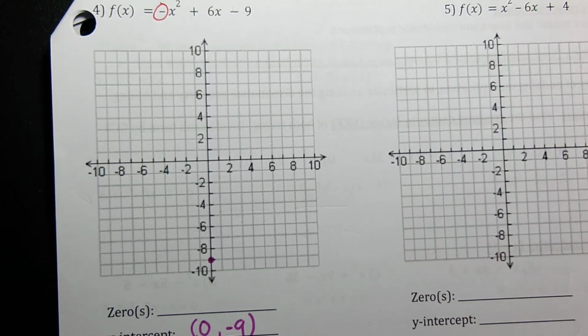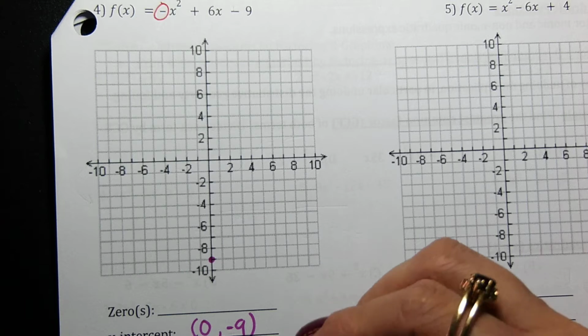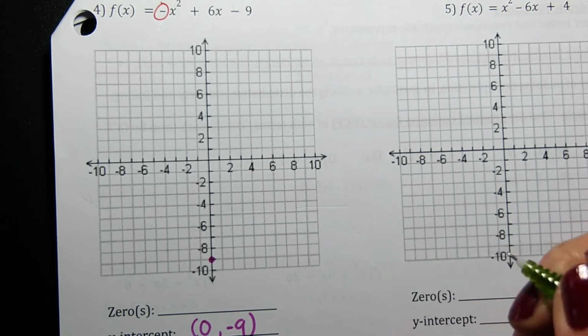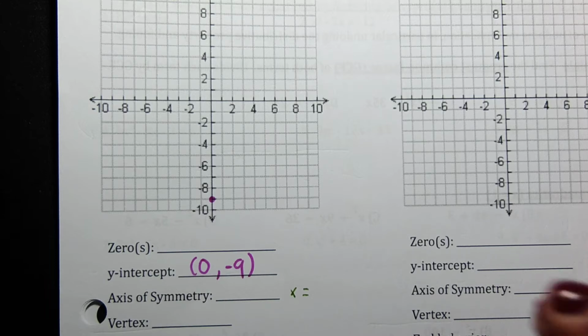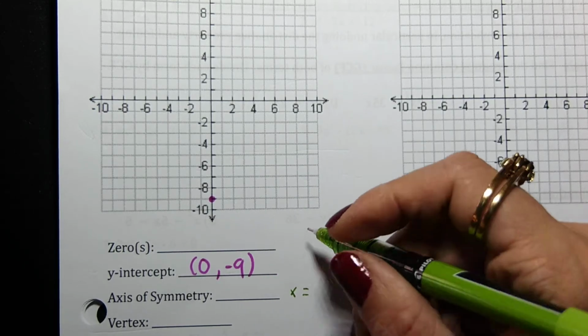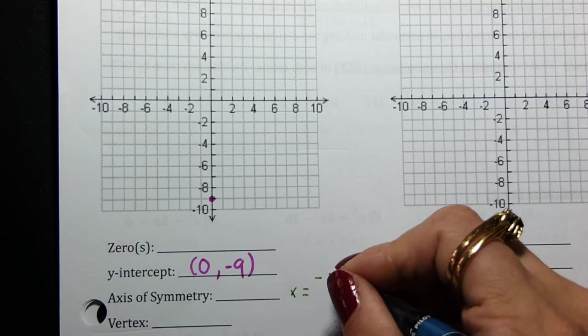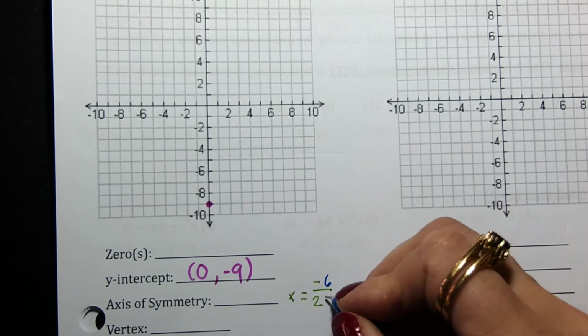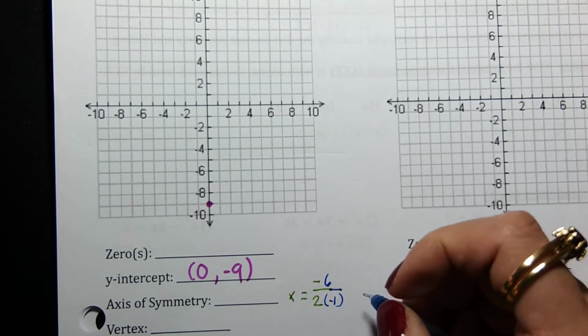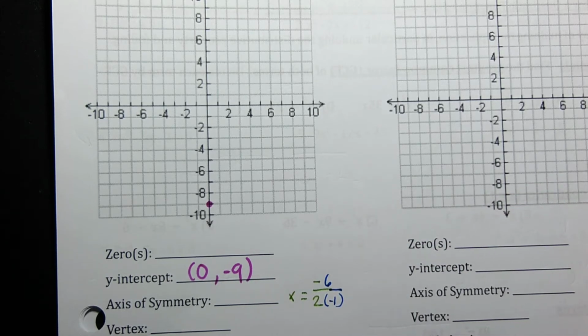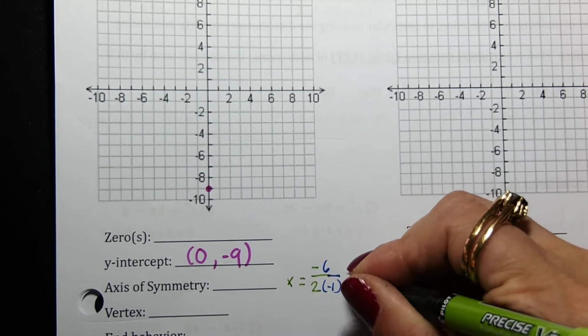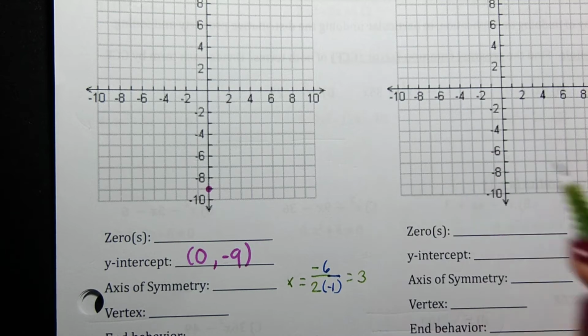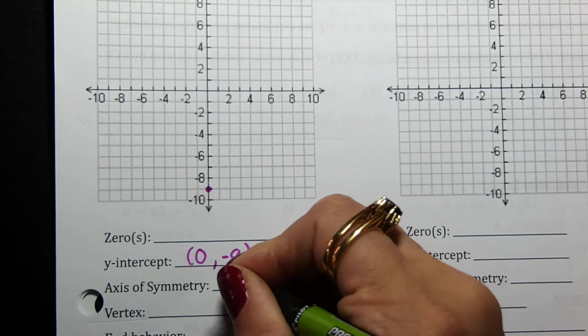The axis of symmetry. So I'm going to show my work off to the side here and say x equals -b over 2a. So -b would be -6 over 2 times my a value, which is -1. So -b over 2a. What's -6 divided by -2? 3. Plain old 3. But remember, your axis of symmetry is an equation for a vertical line. So it will be x equals 3.